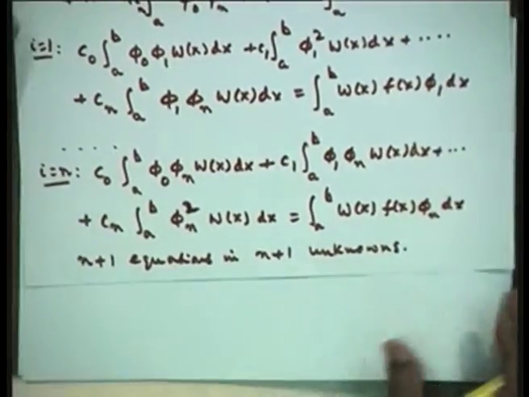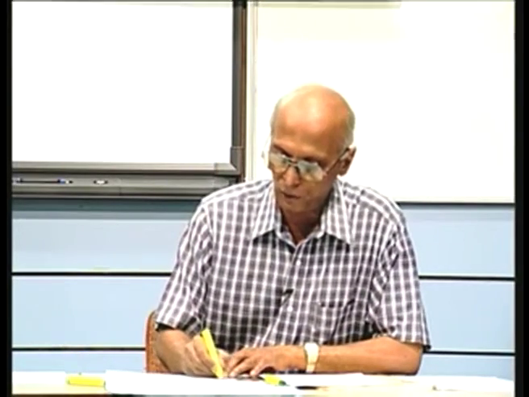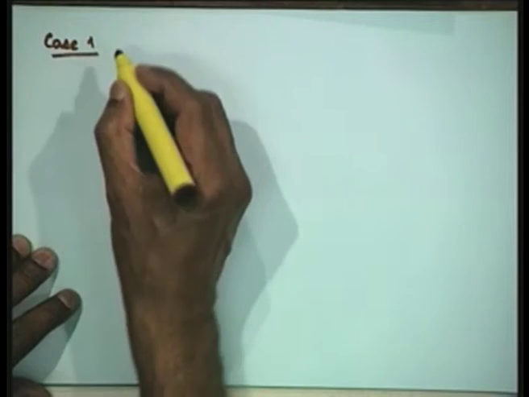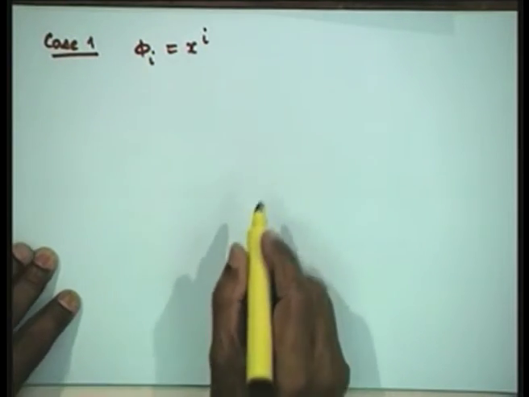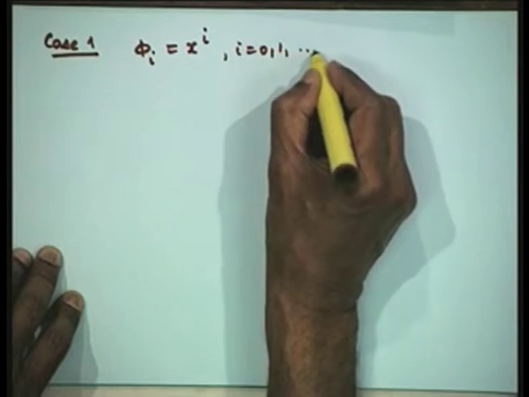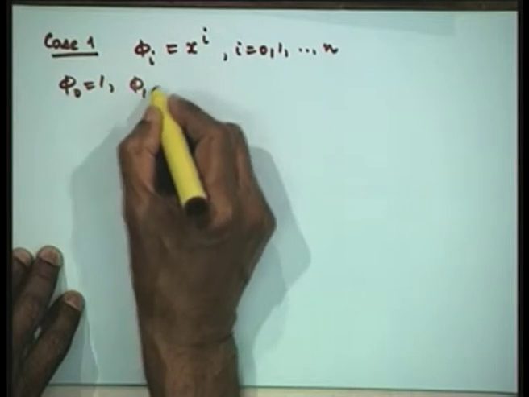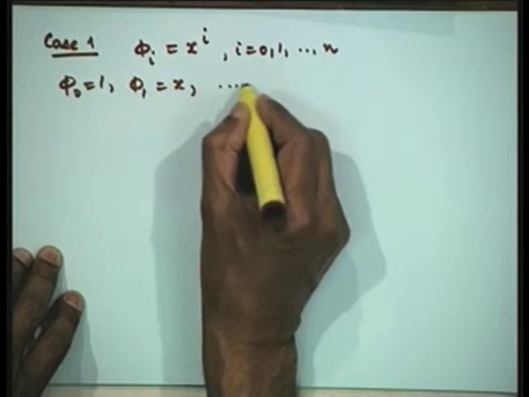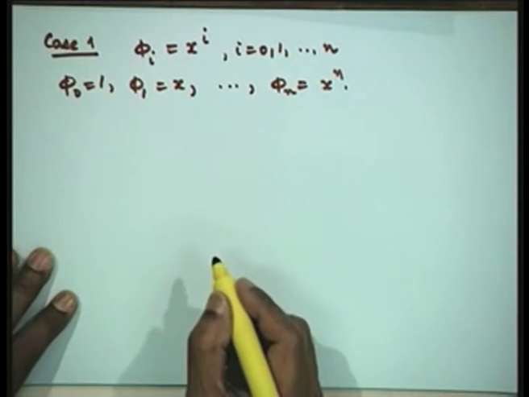Now, let us again take a particular case here. There will be two particular cases I would like to discuss here. Let us take case 1 as simply phi i is equal to x^i, i = 0, 1, and so on up to n. So, we are taking phi 0 again as 1, phi 1 is equal to x, and so on, phi n is equal to x to the power of n.